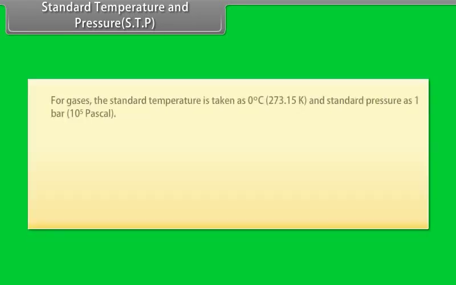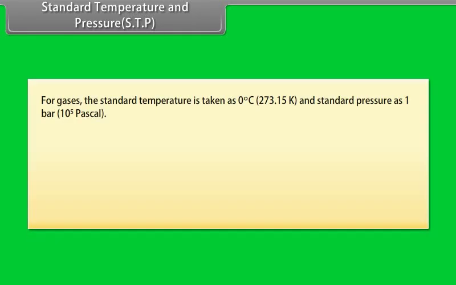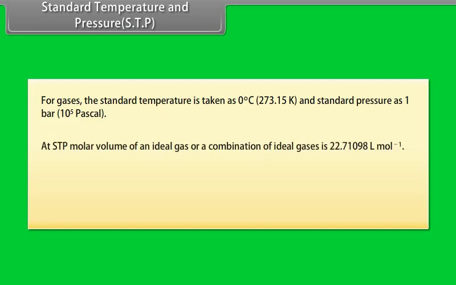Standard temperature and pressure, STP. For gases, the standard temperature is taken as 0 degree Celsius or 273.15 Kelvin and standard pressure as 1 bar or 10 raised to the power 5 Pascal. At STP, molar volume of an ideal gas or a combination of ideal gases is 22.71098 liter per mole. Another unit for pressure measurement is torr. 1 torr is equal to 133.322 Pascal.